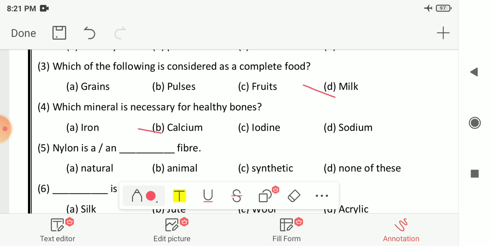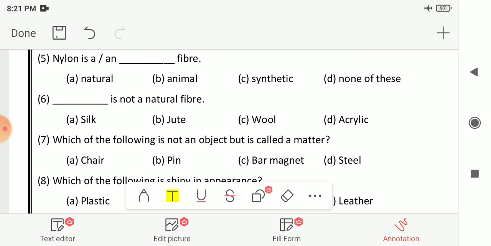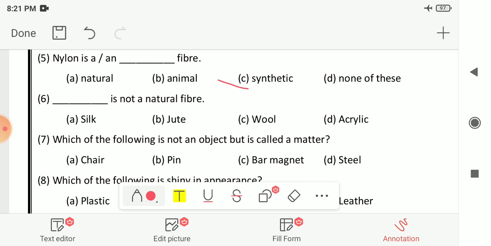Next, fifth number, nylon is a blank fiber. The options are natural, animal, synthetic or none of these. So here your answer is option C, synthetic. Nylon is a synthetic fiber.